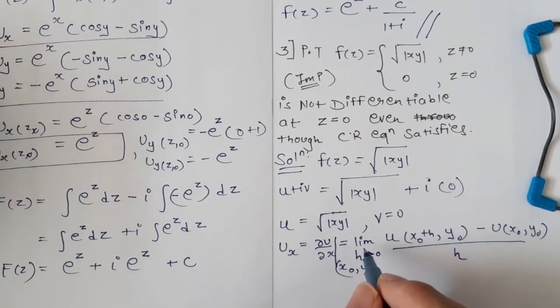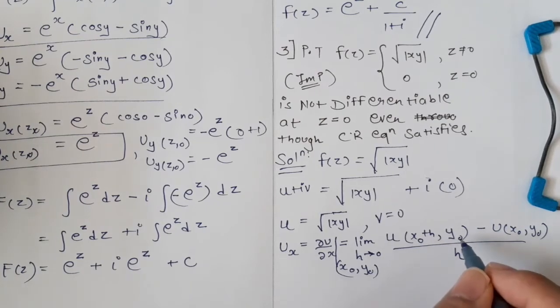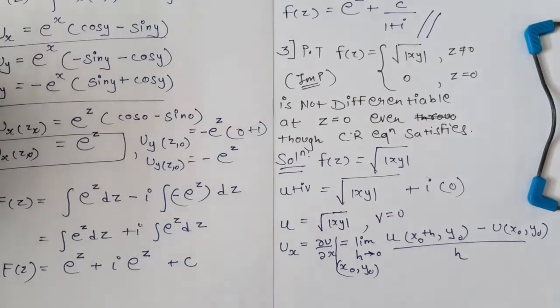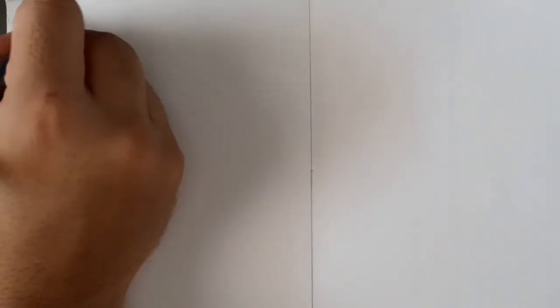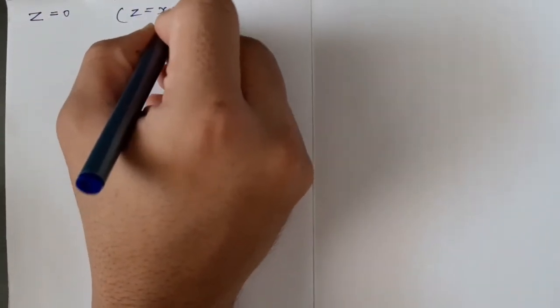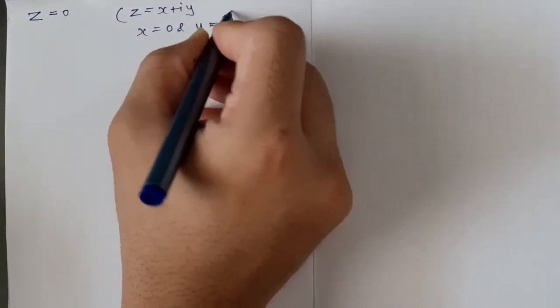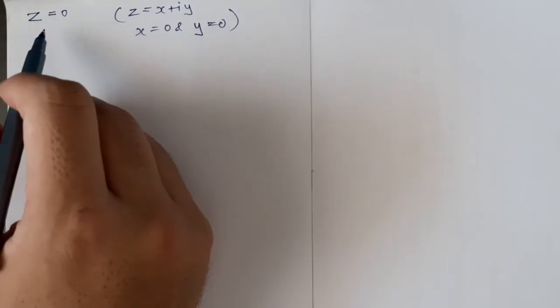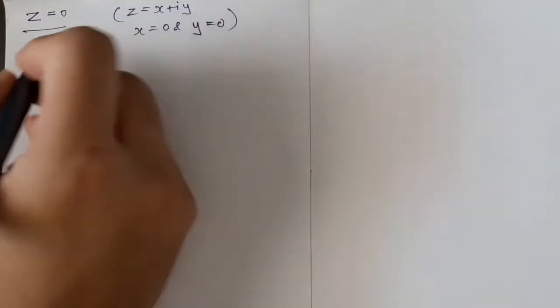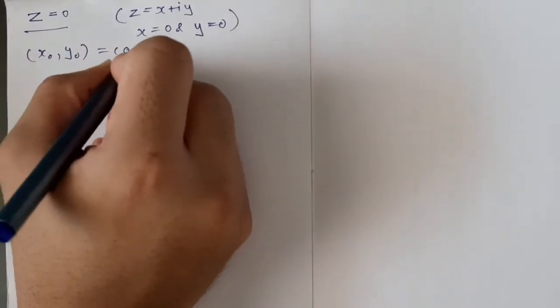So we can write according to the definition limit h tends to 0 u of x0 plus h comma y0 minus u of x0 comma y0 divided by h. Okay. So here in the question we had given that z is equals to 0. Now z is equals to 0 means z is what? z is equals to x plus iy. So when z is 0, that means x is also 0 and y is also 0. Okay. So in the question we had given that z is equals to 0. That means we have x0 and y0 as 0 comma 0.